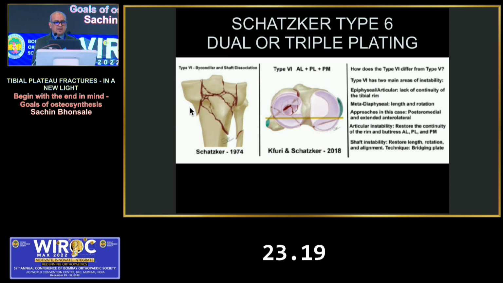Schatzker type 6 fracture might require 2 plates medially, 1 plate laterally. The difference between 5 and 6 is that 6 has 2 main areas of instability, one at the tibial plateau, the other one at the metaphyseo-diaphyseal junction. And both of these need to be addressed.